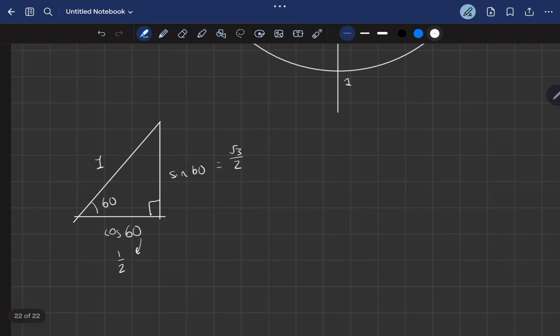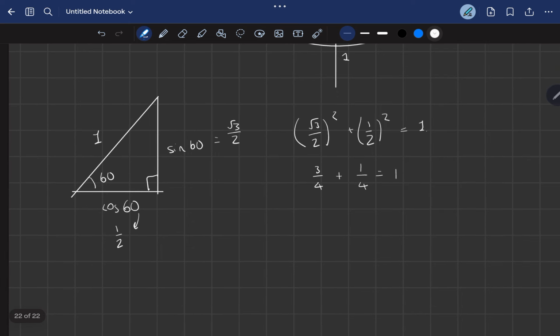Okay? Now, because it's a right angle triangle, you can apply Pythagoras' theorem. So let's do that to this triangle right here. Root 3 over 2 squared plus 1 over 2 squared should equal 1 squared, which is just 1. This means that 3 over 4 plus 1 over 4 is equal to 1. As you can see, this is true.